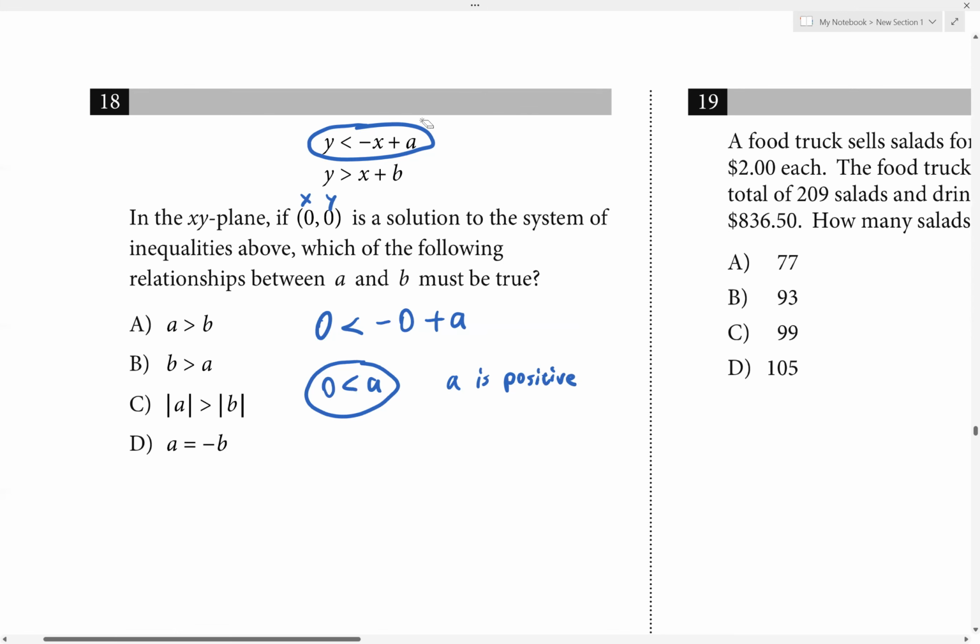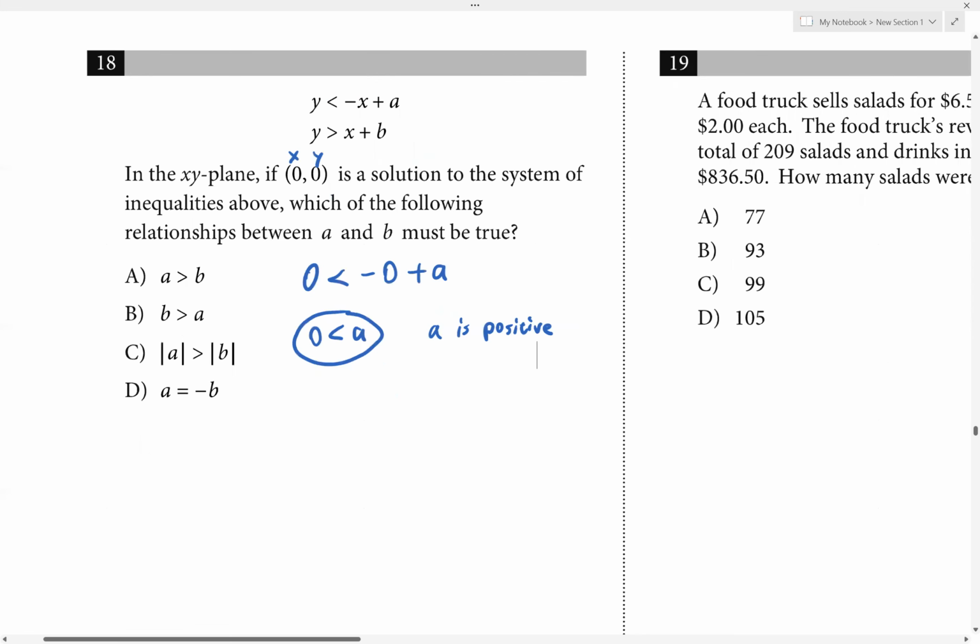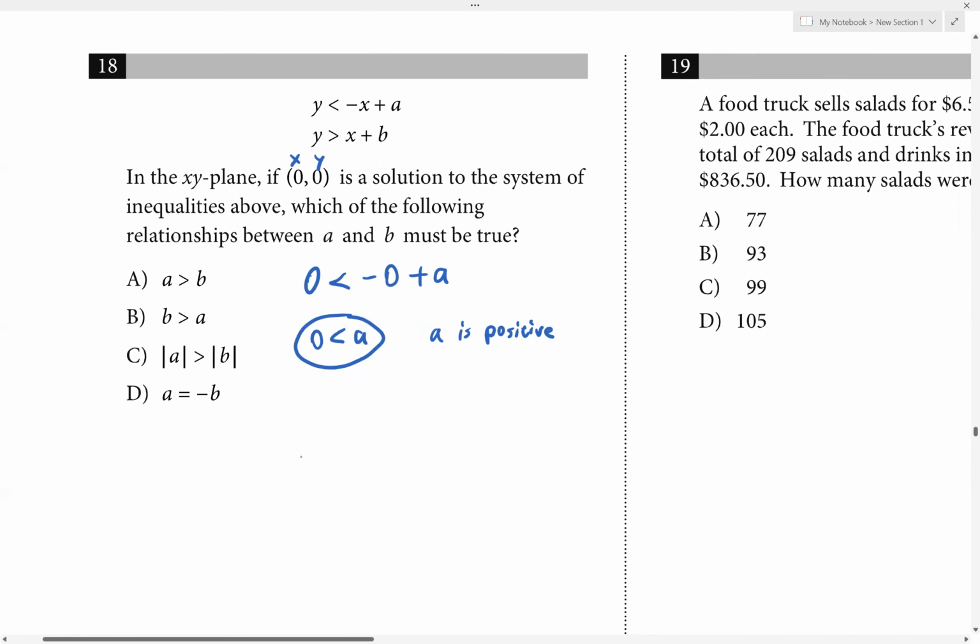All right. So if you plug in (0, 0) into the second inequality, let's see what happens. y will be 0, and y is greater than x plus b becomes 0 is greater than 0 plus b. And we simplify this, we get 0 is greater than b. Right? 0 is greater than b, which means b has to be less than 0, so b is negative.